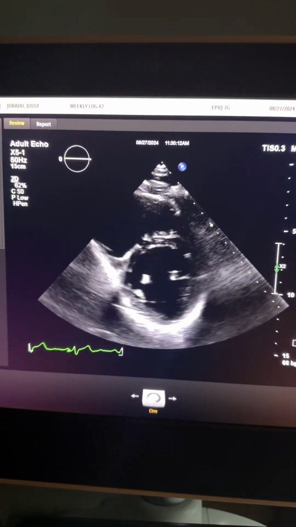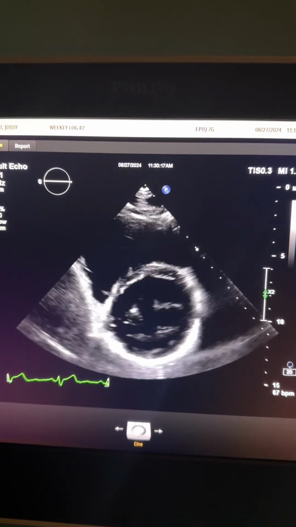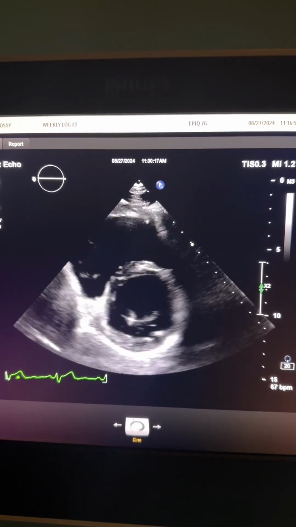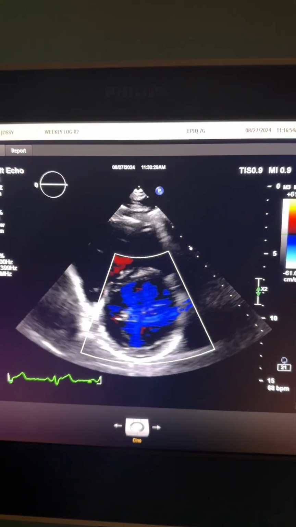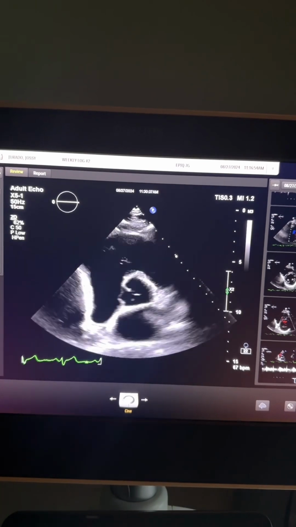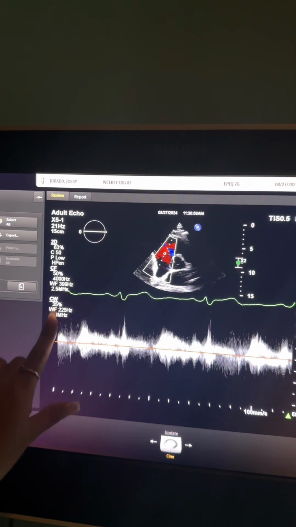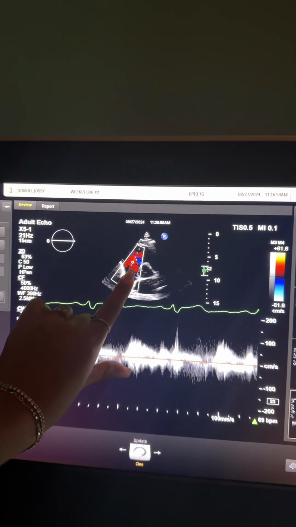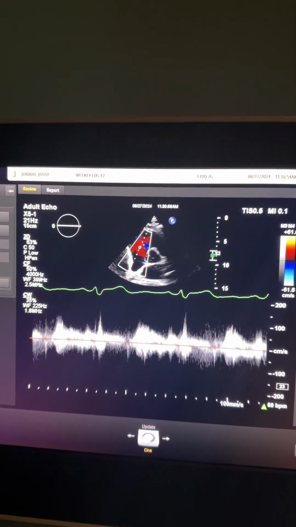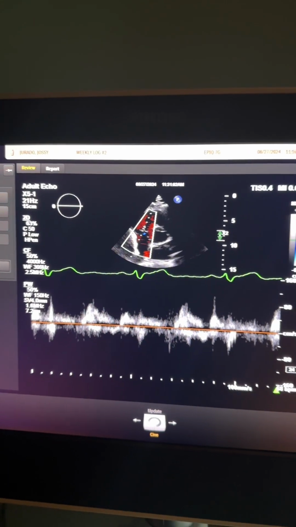I then did a short axis of the LV, short axis of the mitral valve with color Doppler, as well as a short axis of the aorta. I began a continuous wave Doppler with the RVIT, as well as a pulsed wave Doppler.